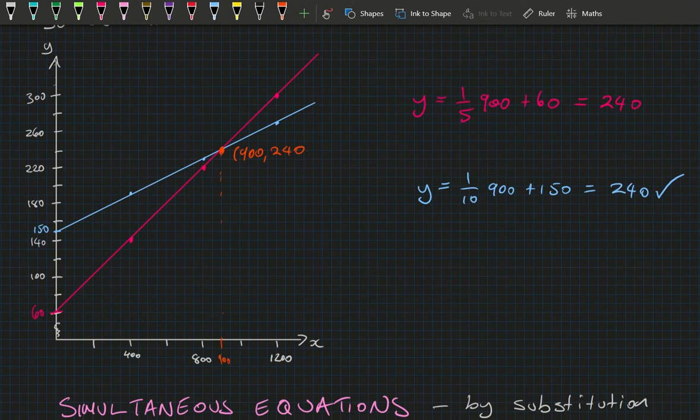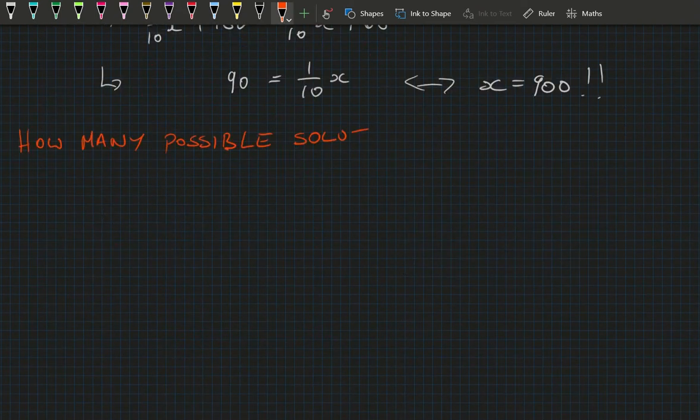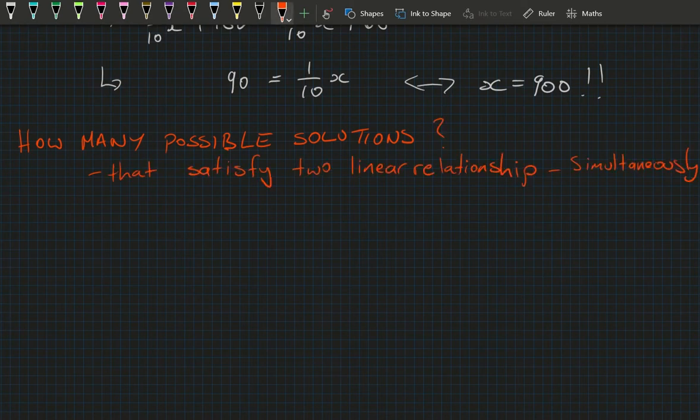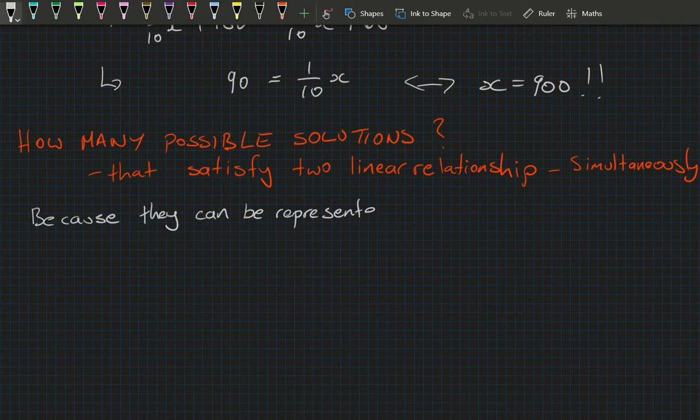So we've seen there's infinite solutions for a linear relation between two variables. We've also seen there's one solution for a linear equation with one variable. So the question for you is, how many possible solutions are there that satisfy two linear relationships? Now, because we can represent linear relations as a graph, and we can describe the solution that satisfies both of them as the intersection of these graphs, we can use what we already know about the graphs of linear relations to answer this question.